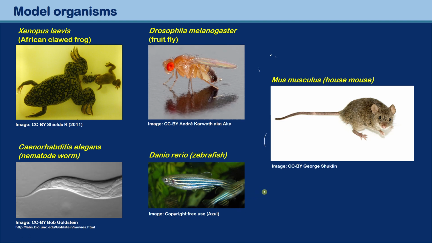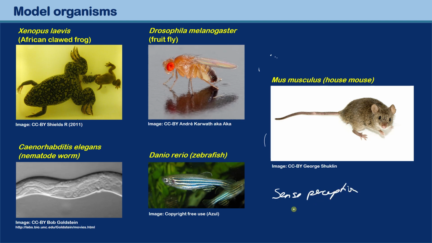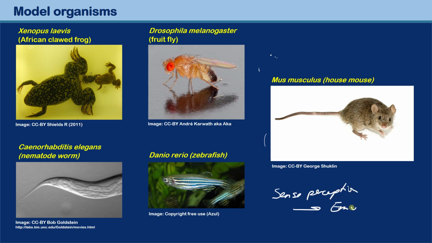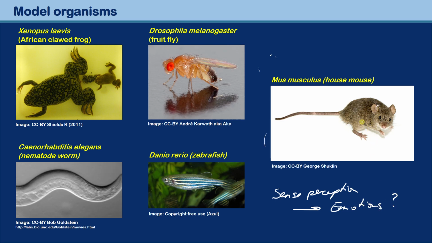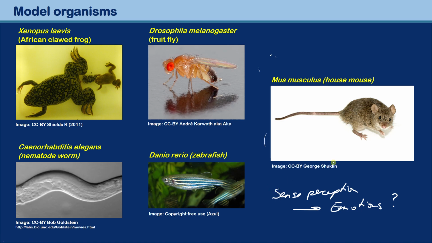How can sense perception influence our emotions? We feel sorry for killing the mouse over here. We don't feel so sorry for killing the fruit fly. How is that? Interesting question. Or is it because we're more evolutionarily related to the mouse? Is this the reason? Or is it just because it's got nice big eyes?